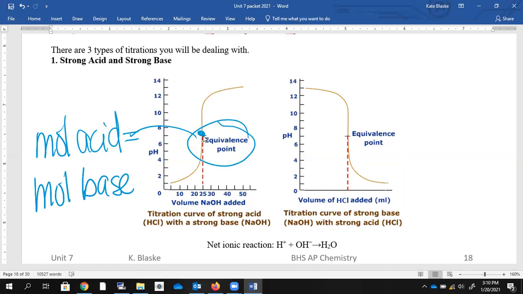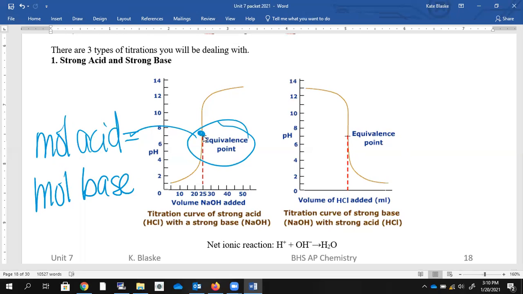Because it is a strong acid and a strong base, they're going to go through a double replacement reaction. For example, for this one, HCl and sodium hydroxide, they're going to make water and sodium chloride. Now that sodium chloride is not going to affect the pH at all. Making some more water is not going to affect the pH at all. So the equivalence point, where all of that acid has reacted with base and we have not added any extra base yet, happens at a pH of 7.